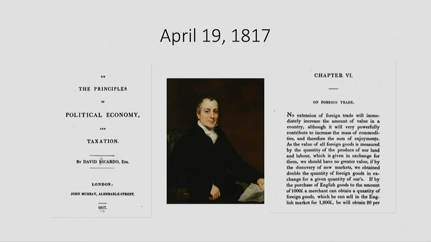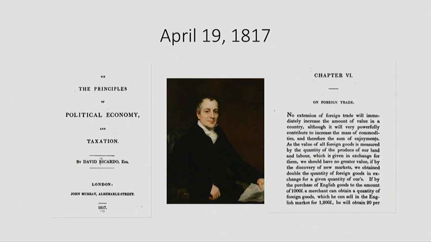He started writing about economic matters, and he befriended James Mill, who pushed him to put his ideas down on paper. It was really James Mill who pushed for the publication, for the completion of this book on the principles of political economy and taxation, which was eventually published on that date just a few weeks ago, when his work was published, including the idea of comparative advantage.